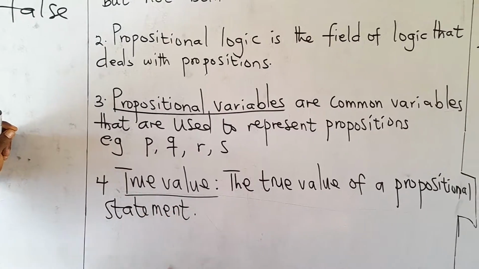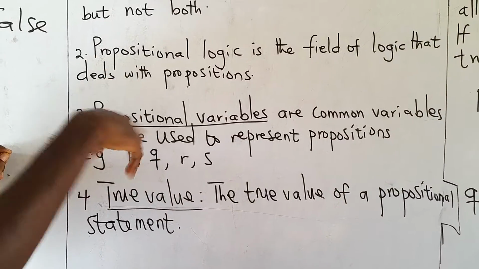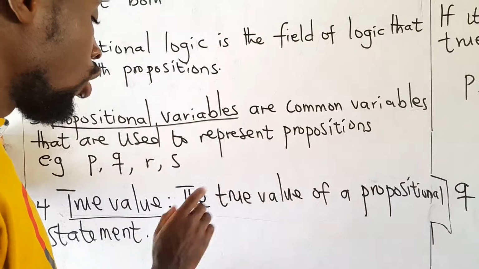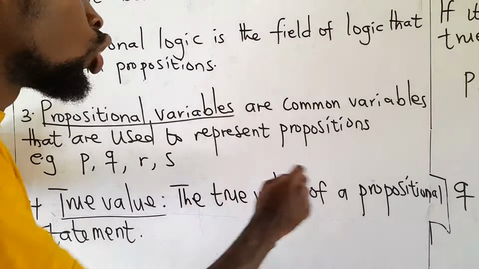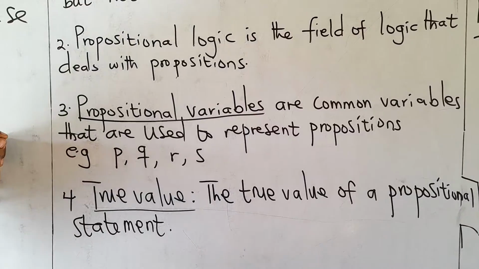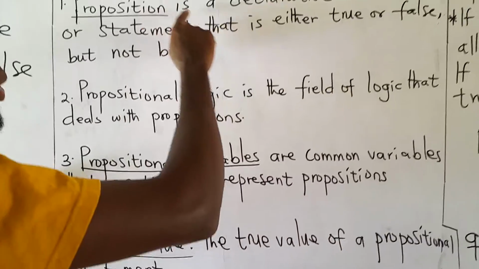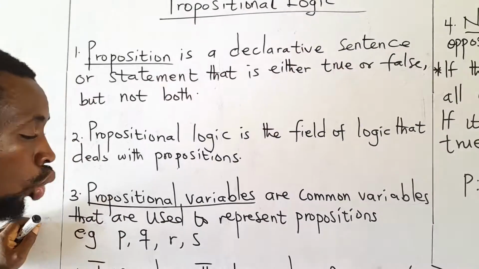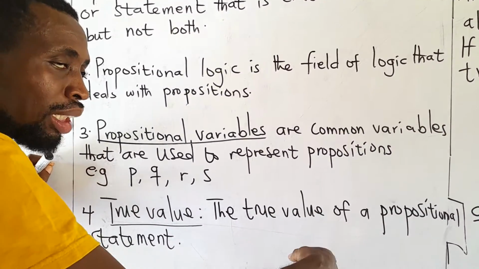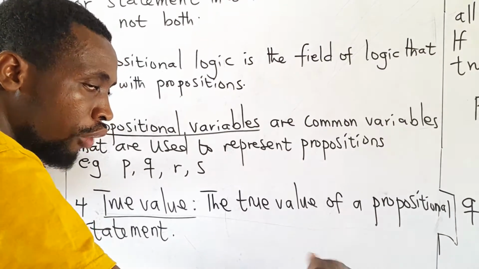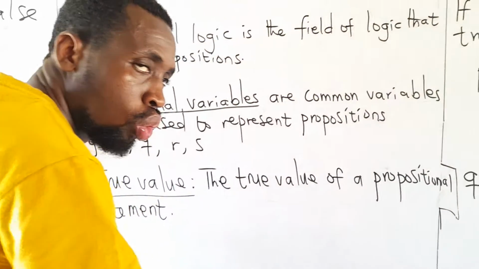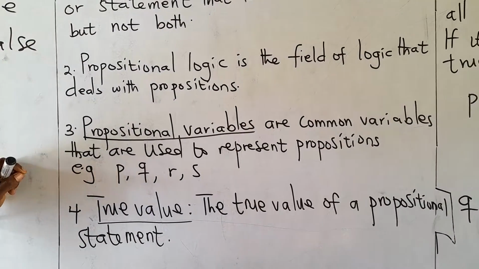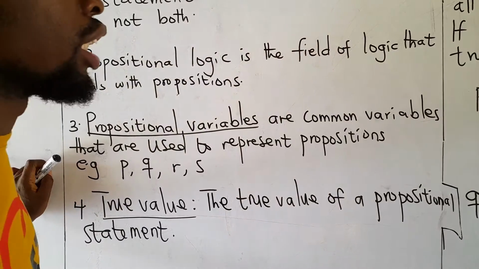The next one is truth value. What do we mean by the truth value of a proposition? It is the truth value of the propositional statement. Remember, we said a proposition is a declarative statement that is either true or false, but not both. So is the statement true? If it is true, then the truth value is true. Is it false? If it is false, then the truth value is false. I hope you understand the truth value of a propositional statement.